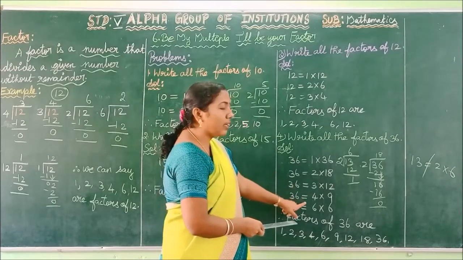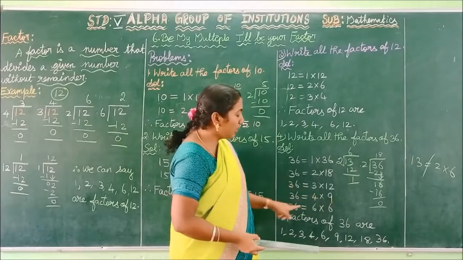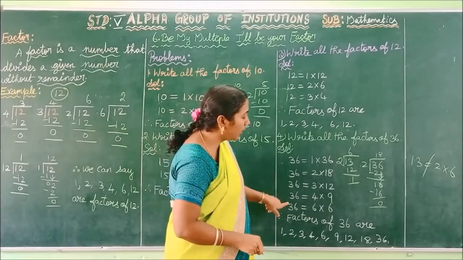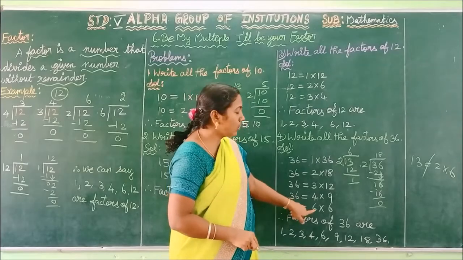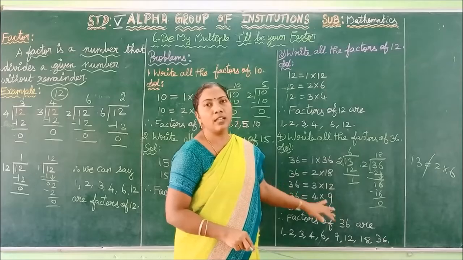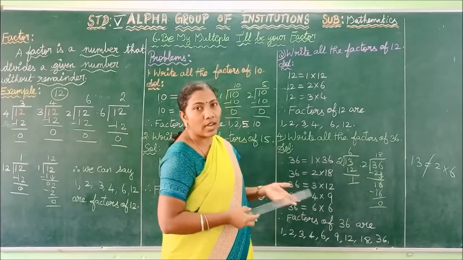Again, 36 can be written as a multiple of 4, so 4 into 9. 36 will not come in the 5th table, but it comes in the 6th table, so it can be written as a multiple of 6: 6 into 6. These are all the possible ways of writing 36 as a product of other numbers.